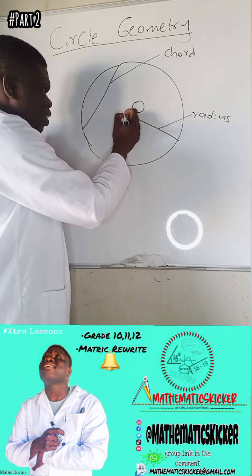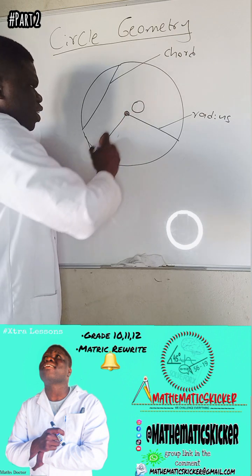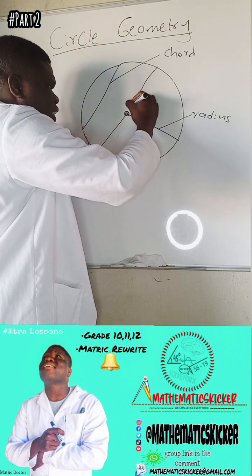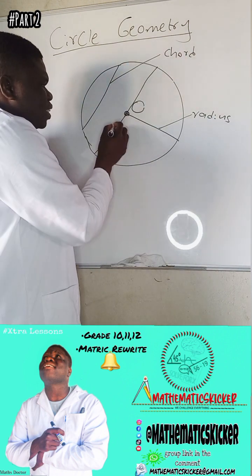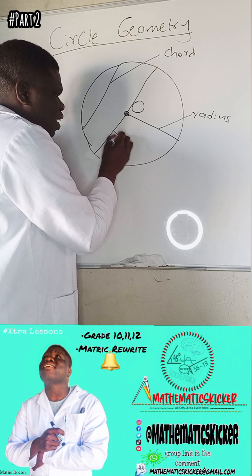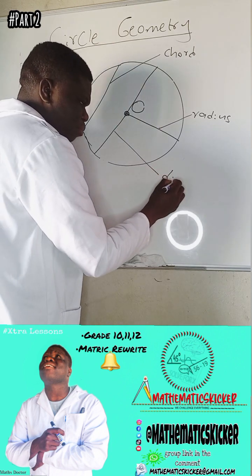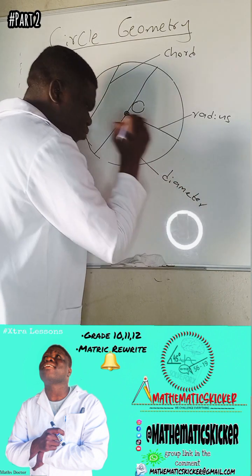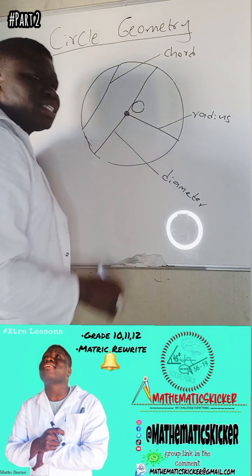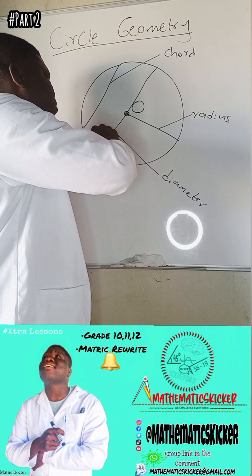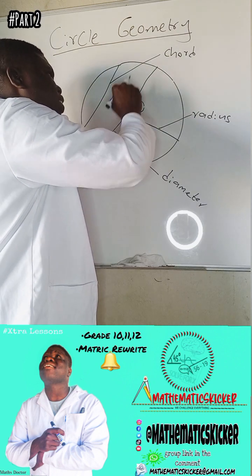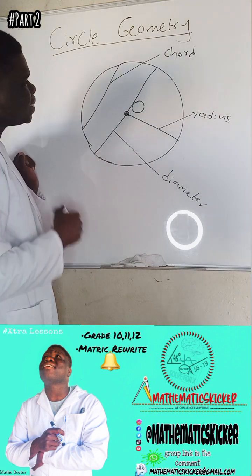What about a line which is drawn from the circumference of a circle and passes through the center? This line is drawn from the circumference of a circle and it passes through the center. This line is said to be a diameter. Any line which is drawn from the circumference of a circle and passes through the center is said to be the diameter.